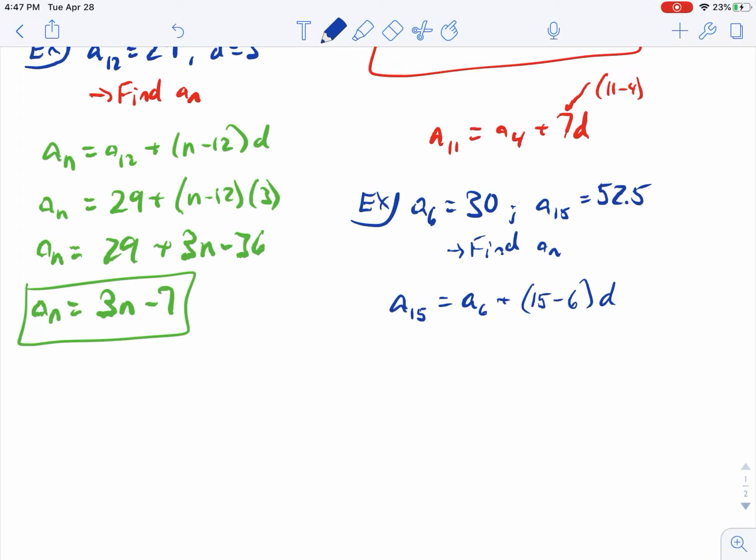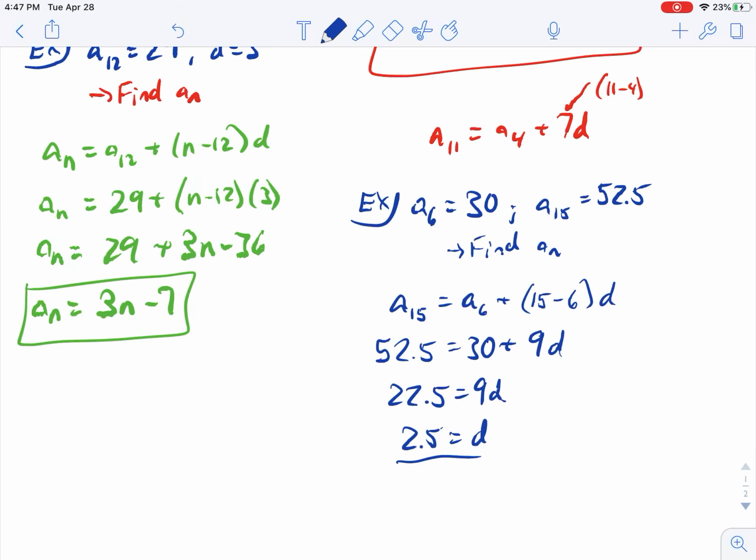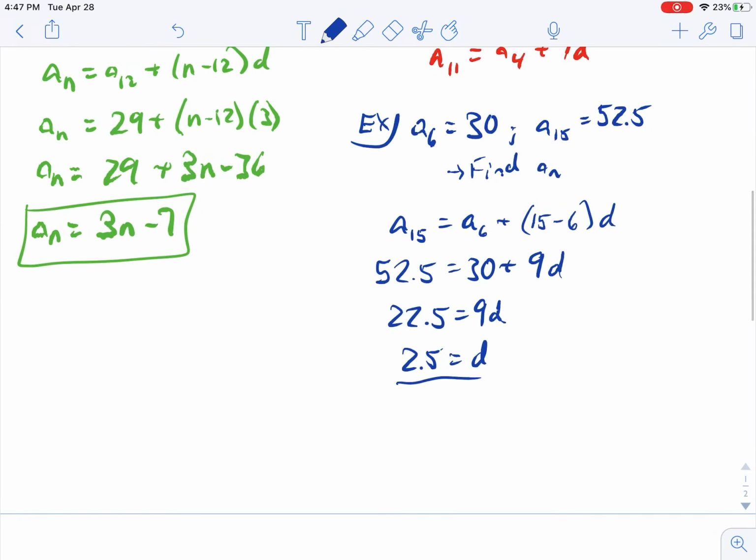Okay. So what we could do is use our Navigator formula. It says I got the 15th, I got the 6th. I better use those, right? Well, to get from the 6th to the 15th, you need to add on a certain number of d's. How many? Yeah, 9, which we got by doing 15 minus 6. So you plug in what you know, 52.5, 30.